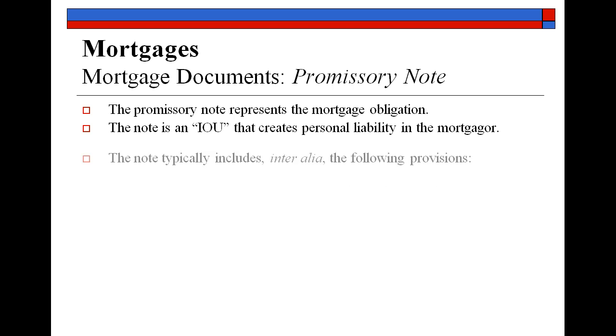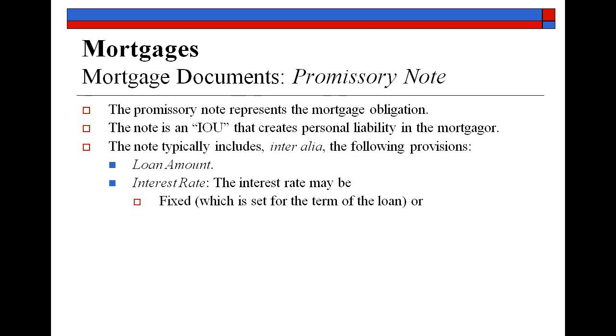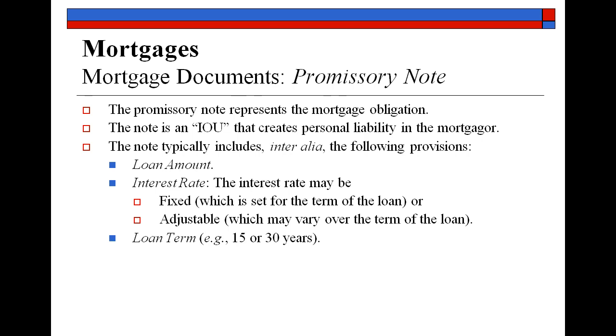The mortgage note has a number of parts. First of all, it will identify the loan amount, how much money is being borrowed. Second, it will indicate the interest rate on the note. The interest rate can be fixed, which means it's set for the term of the loan, or it can be adjustable, which means it can vary over the term of the loan. The mortgage note also indicates the loan term. A typical mortgage is 30 years, although many mortgages can be set for a shorter period, such as 15 years.